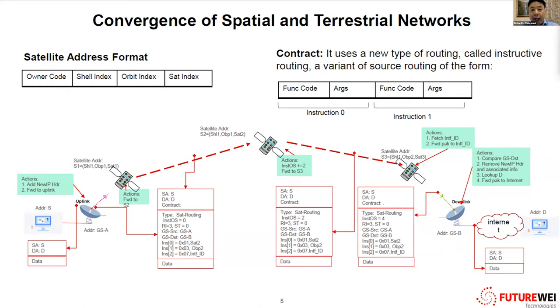In New IP, the satellite address is a quadruple. It has four components: owner code, shell index, orbit index, and satellite index. Packets can be routed by an evolutionary prediction-based instructive routing, which is an evolution from segment routing. Next slide, please.